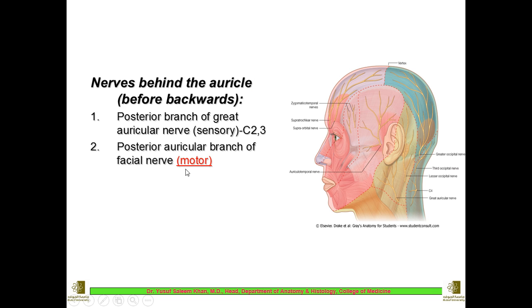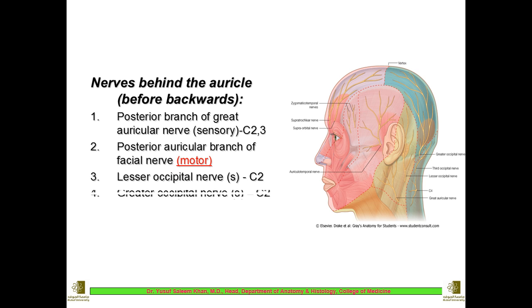Okay, so these are the only two nerves which are motor. All other remaining are sensory. The third nerve will be the lesser occipital nerve. So this is the area supplied by the skin by the third nerve, that is the lesser occipital nerve, which is again sensory, and it is from the second segment of the spinal cord, cervical segment.